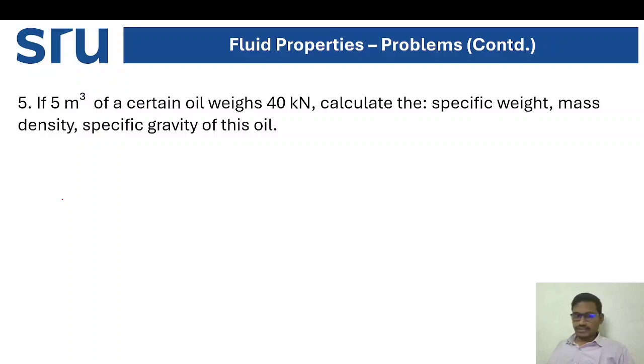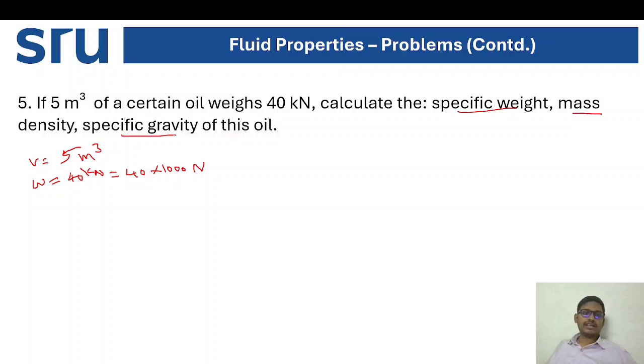If 5 meter cube of a certain oil weighs 40 kilonewtons. So they have given volume equal to 5 meter cube, and at the same time weight equal to 40 kilonewtons, also known as 40 into 1000 Newton. Now calculate the specific weight, the mass density and the specific gravity of the oil. So they are clearly mentioning it is an oil.